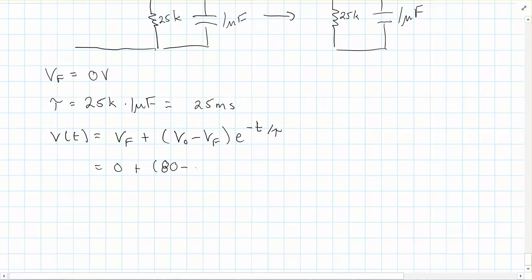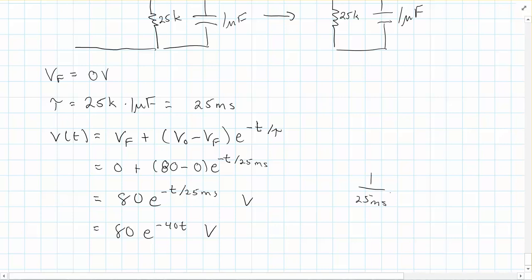80 minus 0 e to the negative t over 25 milliseconds, which would give us 80 e to the negative t over 25 milliseconds. And then this would be volts. Now, if you look at the answer in the book, it doesn't have this. What the book has instead is 80 e to the negative 40t volts. And all they've done is that 1 over 25 milliseconds is equal to 40. That's all they've done there.